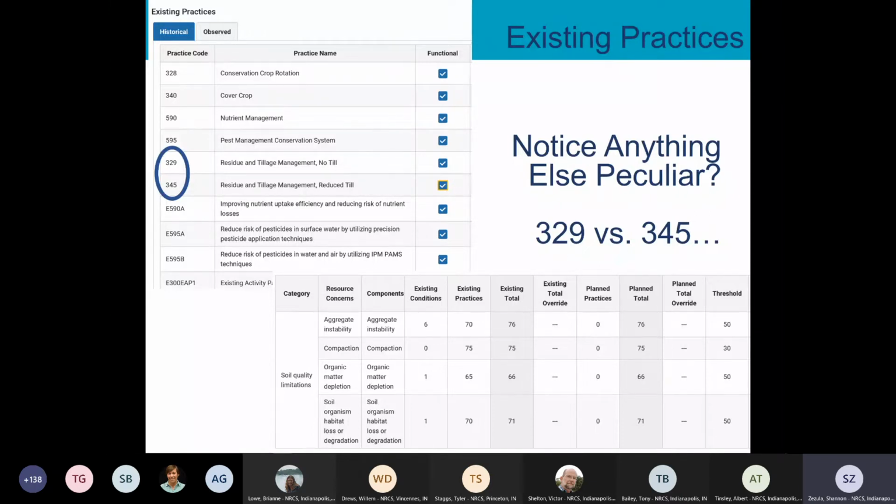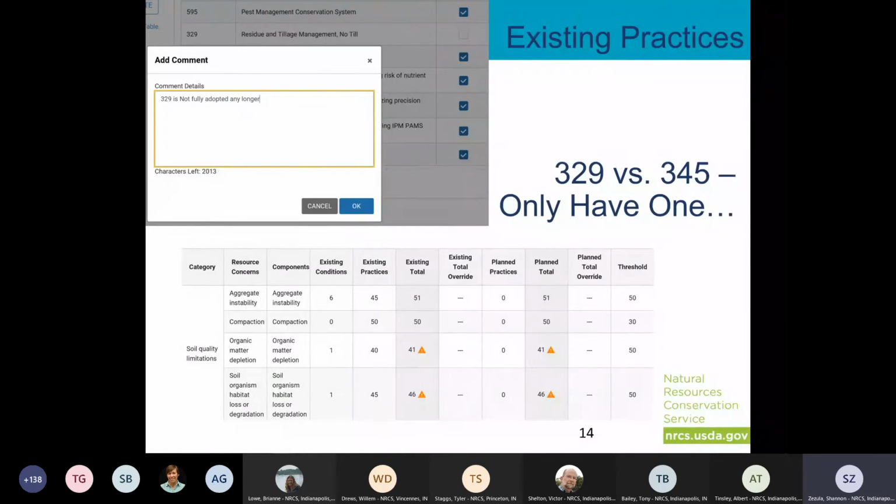And as Stephanie mentioned, we're going to define that as has been implemented for at least 3 years in a row. So if we catch a farmer in his second year of no-till, we would assess that as 345, but then we can also schedule 329 to continue that no-till adoption into the future. And if it's eligible for programs and so on, we can do that. But if we find these issues, we need to correct it.